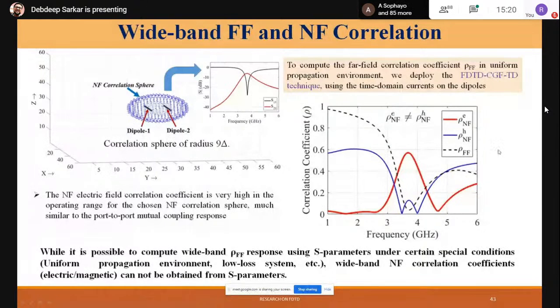You can verify in other solvers also that they will not be equal if you bring the correlation sphere very close. But if you go farther and farther away, eventually those two converge. We checked that from rigorous numerical simulations. But when you come close, it is important to define the near field correlation coefficient, but general communication theory books do not have that concept. We are planning to introduce it in a more formal way sometime later.